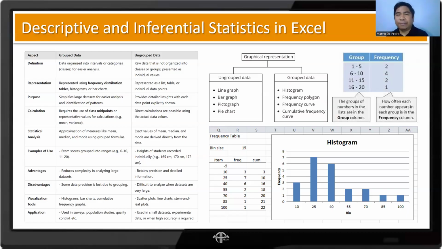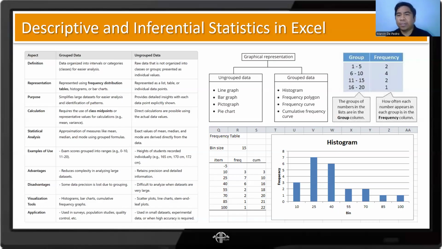Okay, so now for graphical representation, the commonly used visualizations for ungrouped data are the line graph, the bar graph, pictograph, and the pie chart. While for grouped data, if we have a lot to plot, we can minimize our plot by using a histogram. Other options are the frequency polygon, frequency curve, and the cumulative frequency curve. Although the most commonly used one is the histogram.